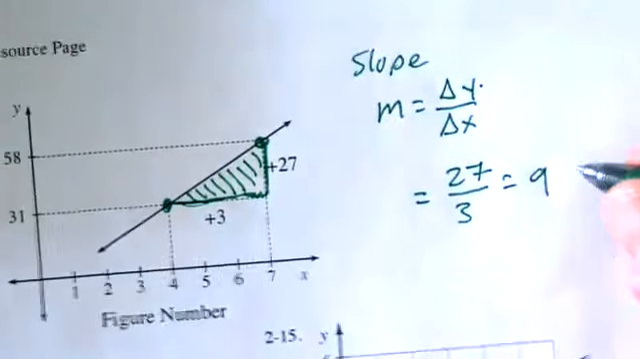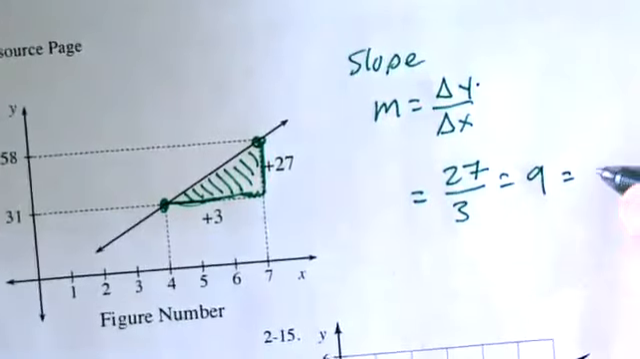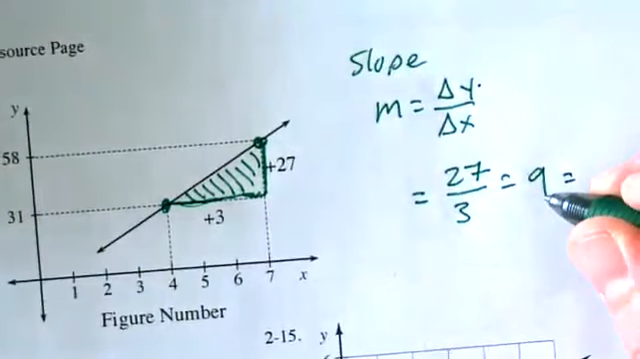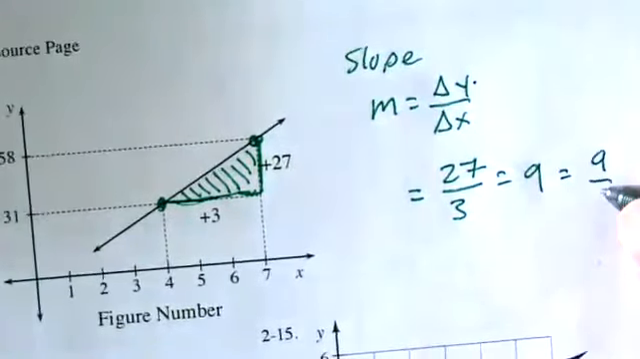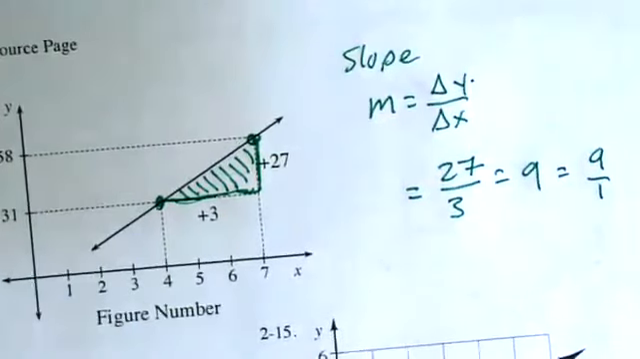There are some times when we will write it as a fraction. Do you all know how to turn an integer like 9 into a fraction? It's really simple. What can you put underneath it? Put a 1 underneath it. So sometimes we'll call that 9 over 1.